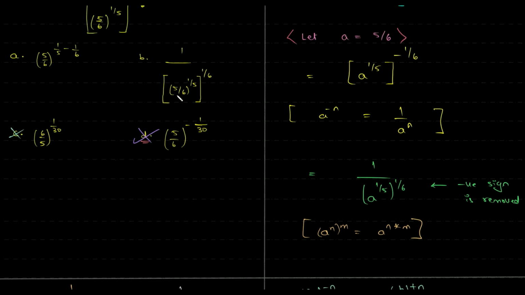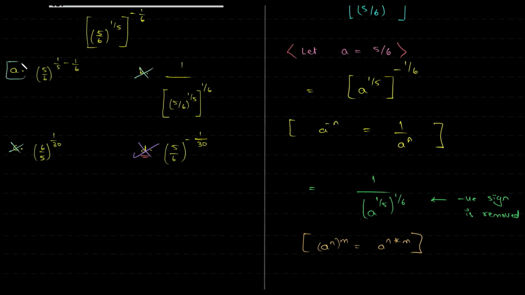Option B is 1 by (5/6) whole to the power of 1/5 whole to the power of 1/6. So in place of 5/6 if I write a, this and this are same. So yes, even this is correct. So this is not the option, and we have option A as the answer. So why is this the answer? Why is this not equal to that? Here we have a negative sign.